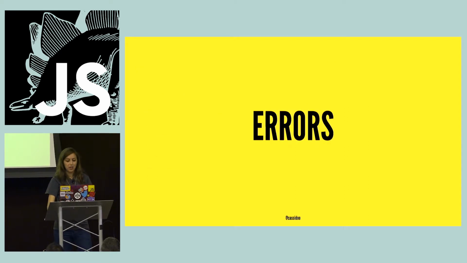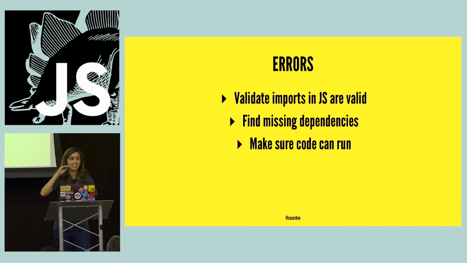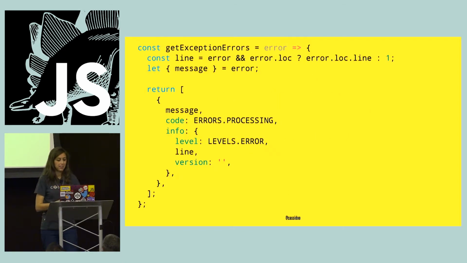And along with that, we also had to handle errors. So we have to validate that the imports in JavaScript are valid if you're requiring some kind of external library. We need to find any missing dependencies that you might need, so we can say, hey, just so you know, you did this, but you need to import this if you're going to use it. And we also just need to make sure that the code can run. And for that, it's kind of simple. We get that from the transpiled thing that we get from the Babel processor.